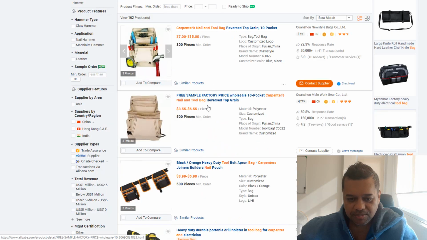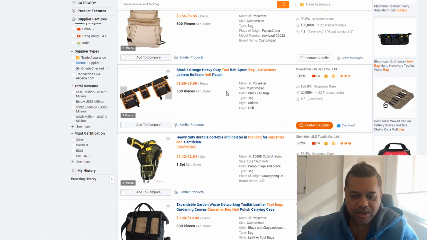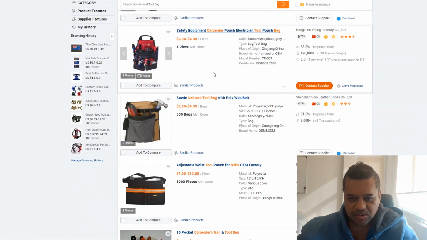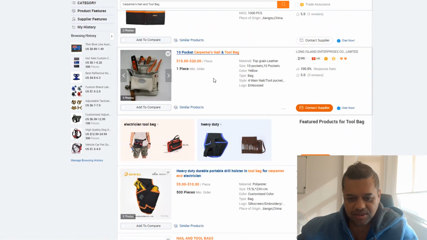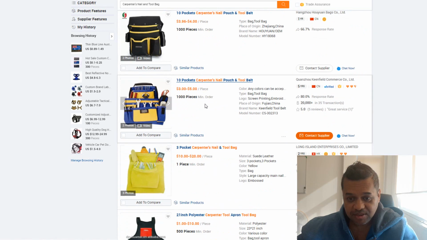But here's the problem. Let's see, 3 each. We don't want to buy 300. We can't buy 300. Oh, there's another one. That looks good. That's an electrician one. That's not a carpenter one. That's an electrician one. So again, electricians, they got money. All right, there's another one. Carpenter's nail belt. All right, so that's slightly different.